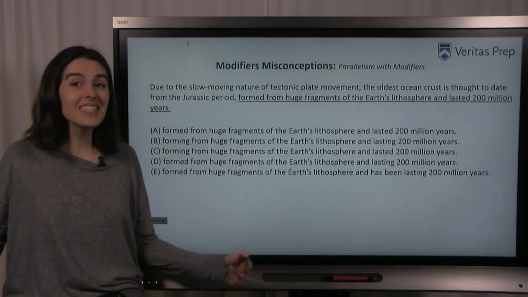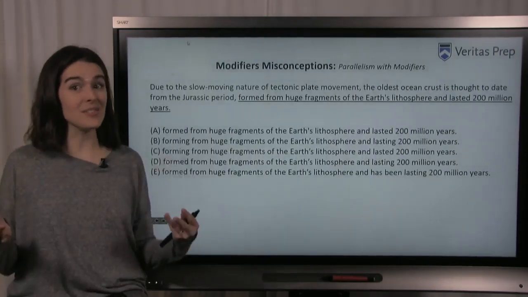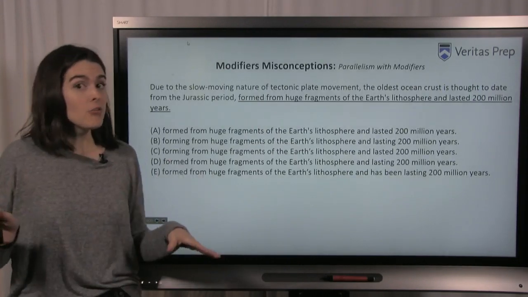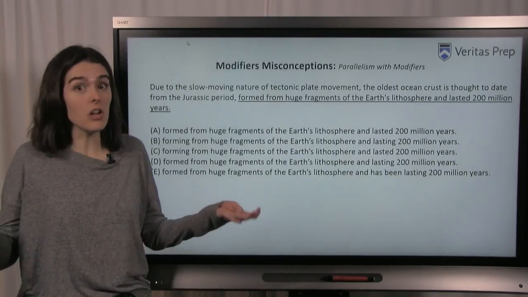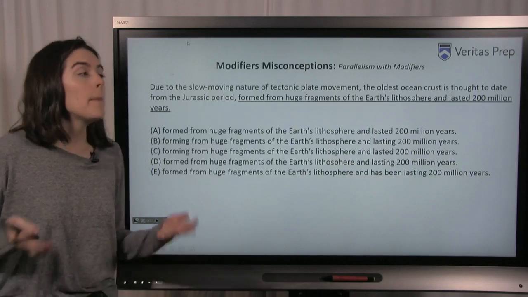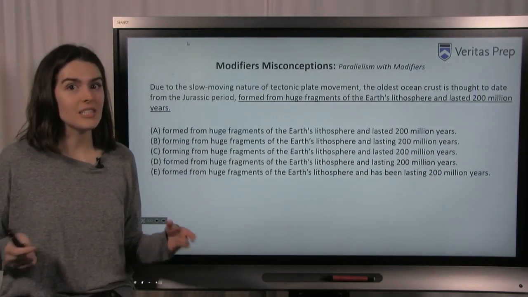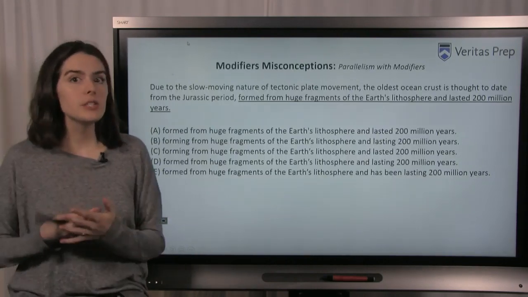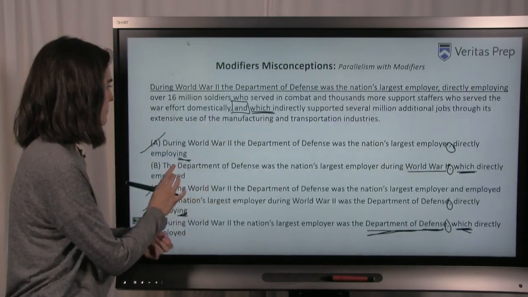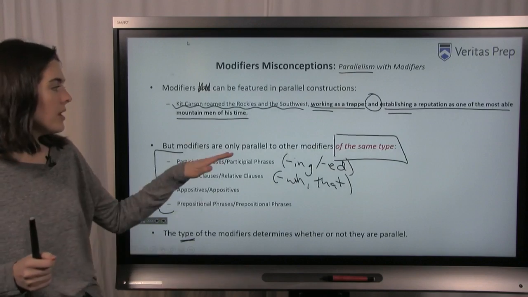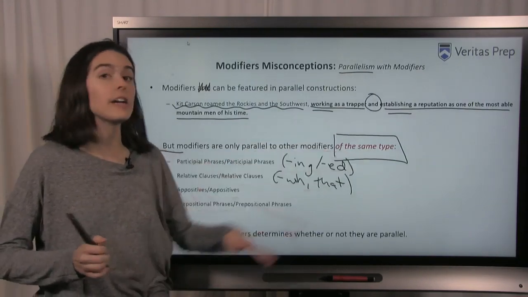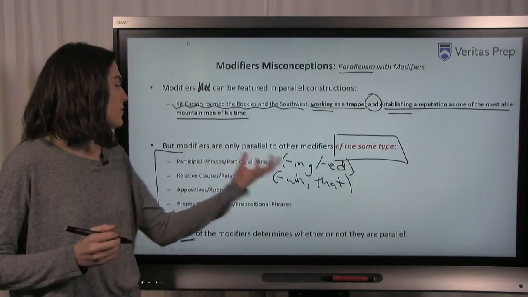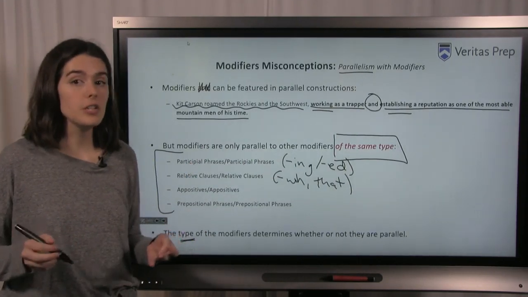All right, I'm excited about this one because there are a lot of opinions in the chat, a lot of different opinions. Now, some of them are right, and a lot of them are wrong, and that's okay because this one is here for a reason because this is kind of an advanced application. So, like we discussed on the previous slide, modifiers are parallel to other modifiers of the same type. Right? So, participial phrases are parallel to other participial phrases.